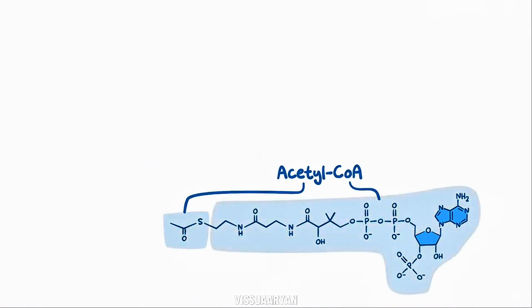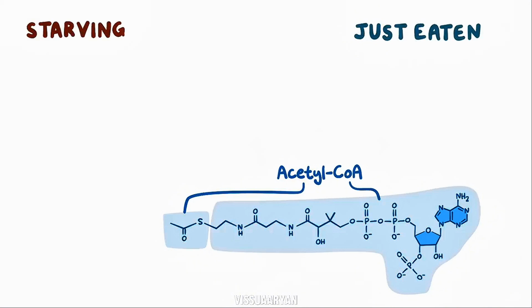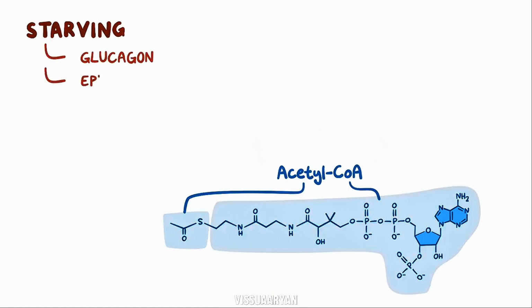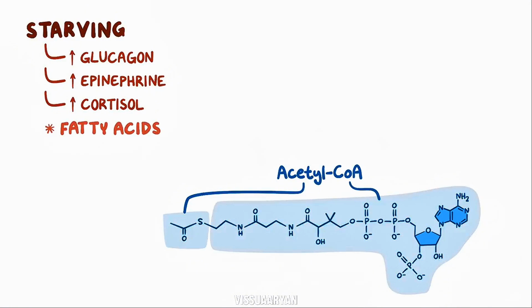Acetyl-CoA comes from various sources depending on whether you've just eaten or are starving. Let's say that you're hungry and a bit angry, so you're feeling hangry. That's when stress hormones like glucagon, epinephrine, and cortisol start to rise. In this hangry state, fatty acids from triglycerides become the primary source of acetyl-CoA.